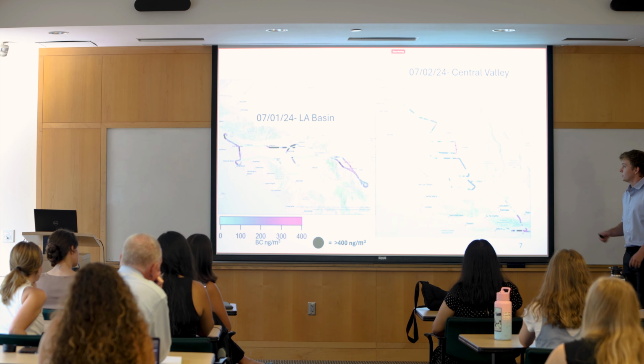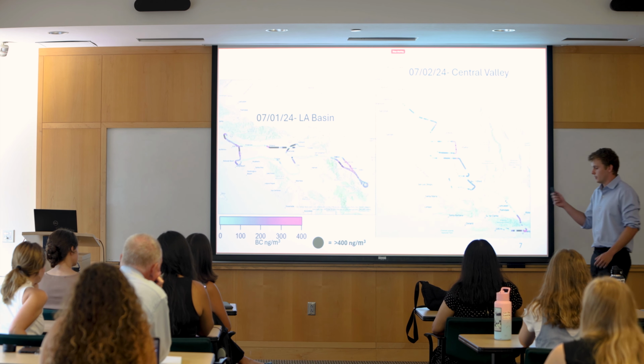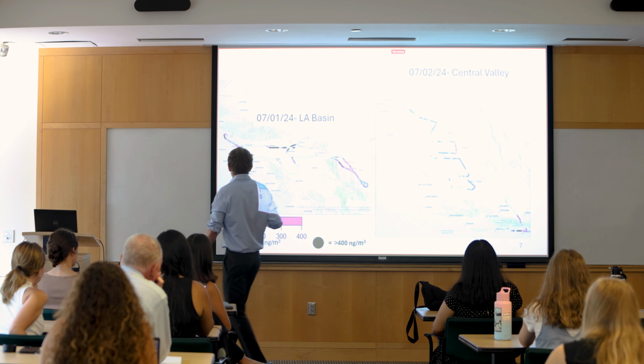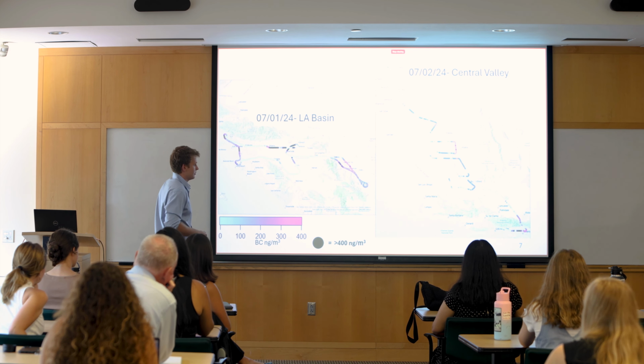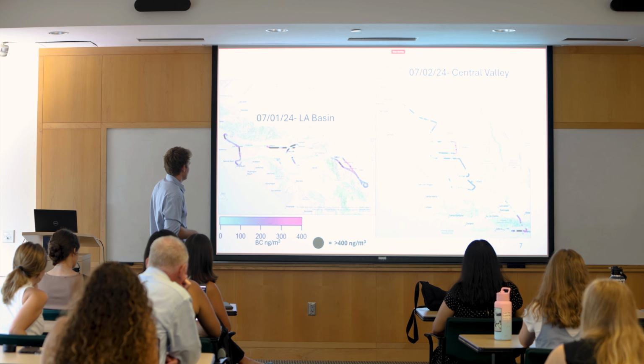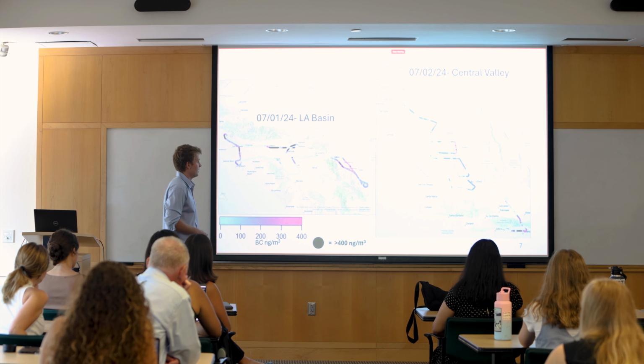And then our next flight, we also flew over the LA Basin on July 1st. These are all on the P3B. Same thing. Purple and the dark blue is going to be where we see high levels of black carbon. That black is where we see areas super high. So we see it in East LA, we see it in Ontario.